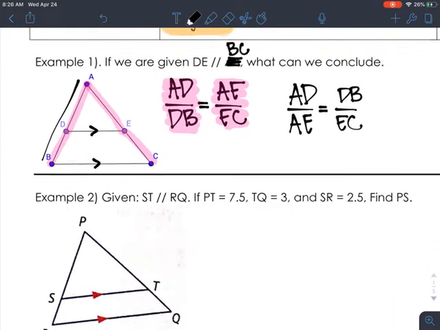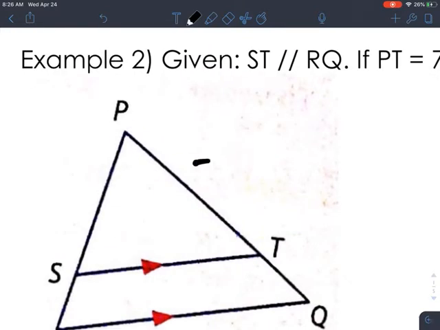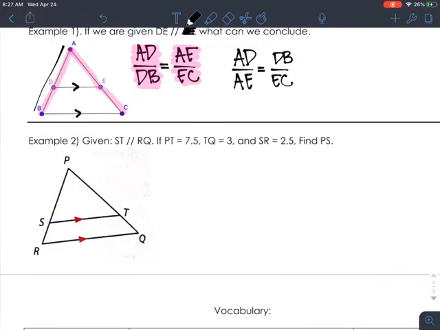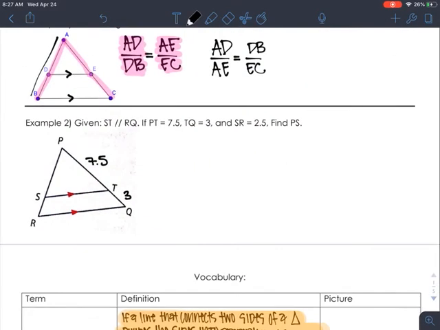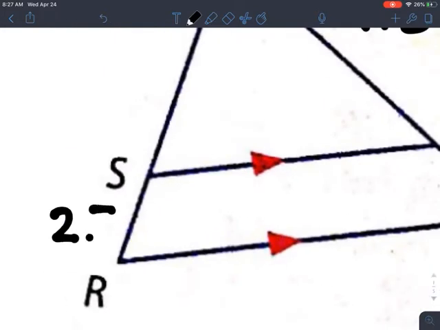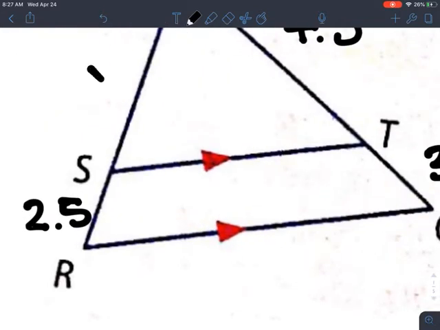Okay, so if we apply that now, we're given that ST is parallel to RQ, and we're given that PT is 7.5, and TQ is 3. And we're given that SR is 2.5, and PS is what we're trying to find. So this is going to be my X. And in the past, what we had to do in order to do this question is we had to look at the small triangle to the full triangle, right?